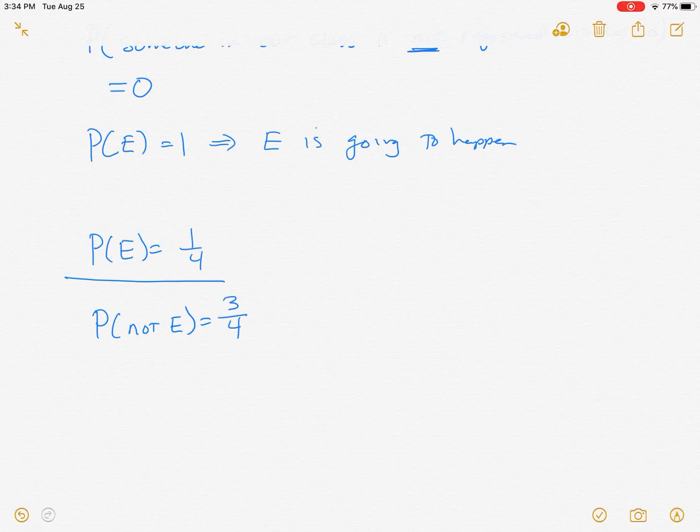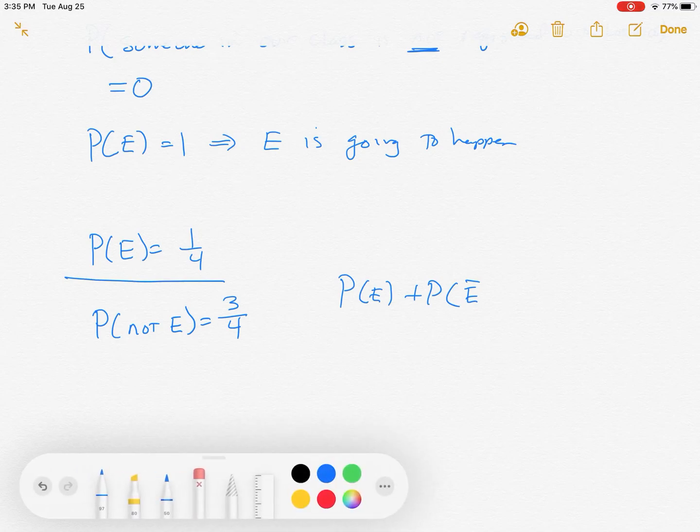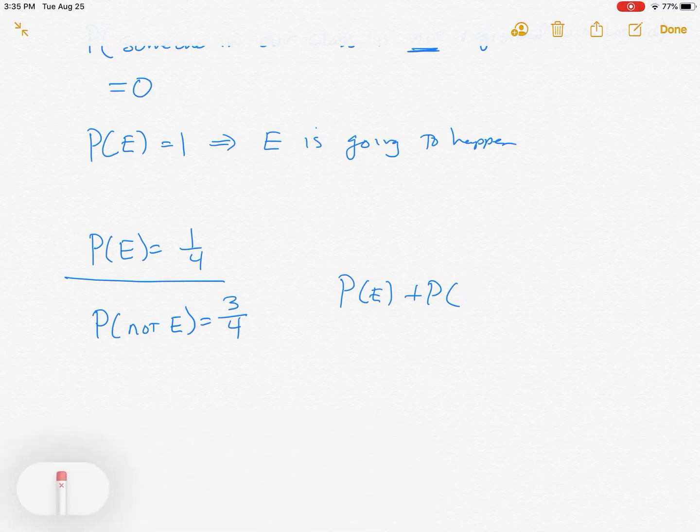Notice that the probability of E and the probability of not E. Actually, they're not using that notation in our book, so let me be careful there. The probability of E and the probability of not E always have to equal 1. So in particular, if you want to find the probability of not E, well, that's 1 minus the probability of E.